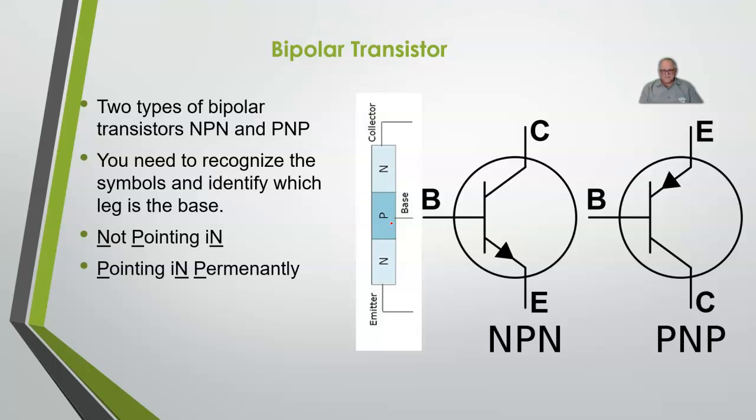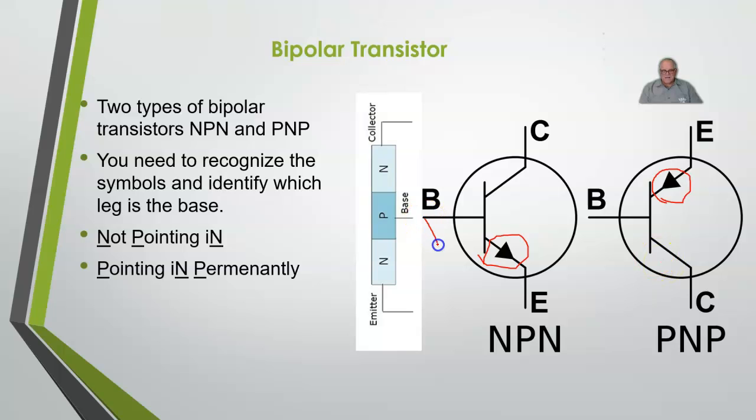So the one on the left is the NPN, the one on the right is the PNP. You can see the collector, emitter, base. So when you see this symbol, you're going to identify whether it's an NPN or a PNP by the arrow. If the arrow is not pointing in, it's an NPN. If the arrow is pointing in permanently, it's a PNP.